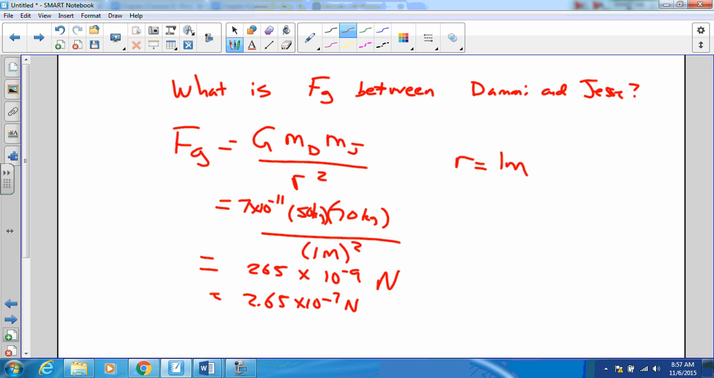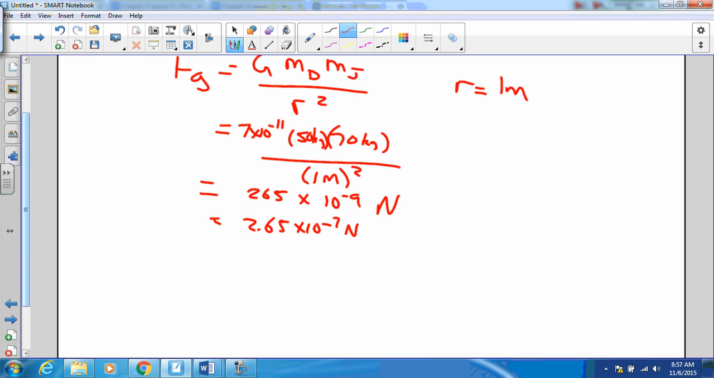That's not much of a force, but how much of an acceleration does that provide? Actually, I think that's 240. Close enough. We're looking for just one sig fig, really, so it's really 3 times 10 to the minus 7 newtons. That'll work. All right, how much of an acceleration does this provide? Well, if we set force equals mass times acceleration, and we're going to look for Jesse's acceleration towards Damani as a result of the gravitational attraction, then, let's see here.